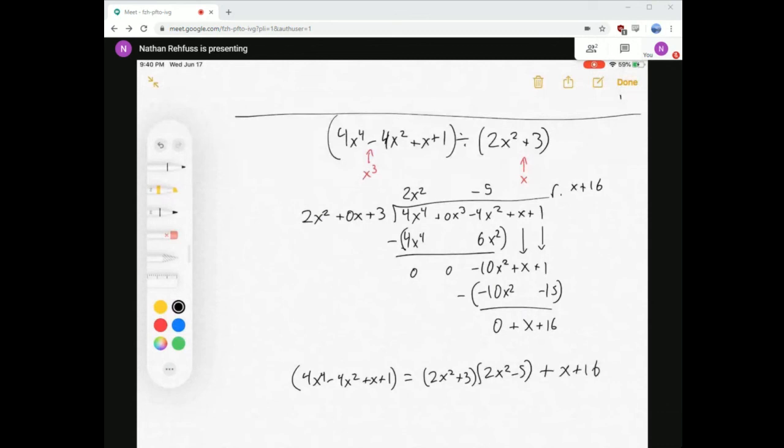And that's that. Join me in the second part of this 5.4 video, and we'll learn a quicker way to divide. And then we'll learn the theorem, the factor theorem, the real cool remainder and factor theorem.